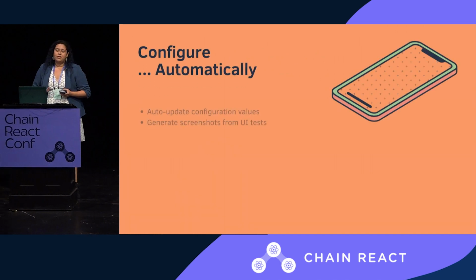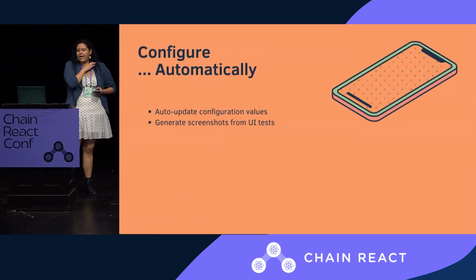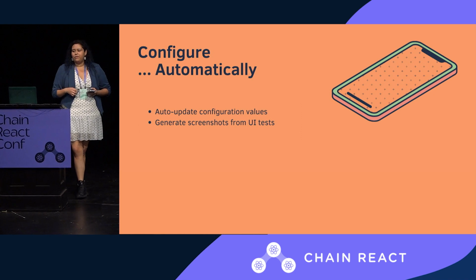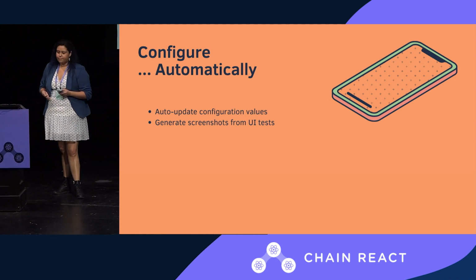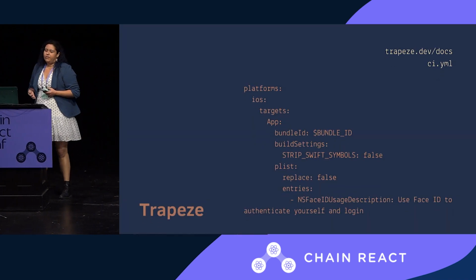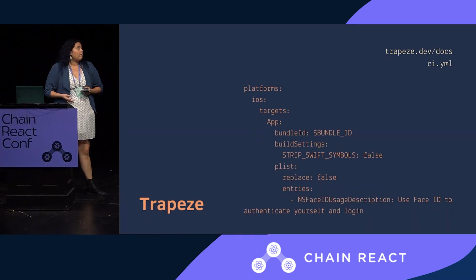So you can do these things automatically. So some examples we're going to look at is how you can auto-update your configuration values and also how you can generate screenshots automatically from your UI tests. So the first is automating your configuration variables.